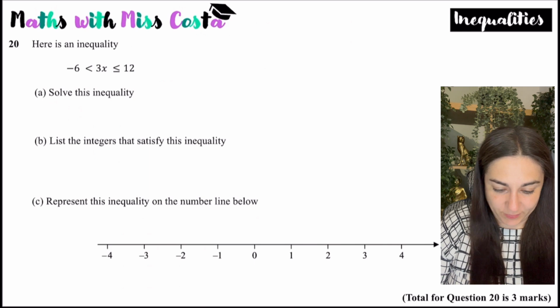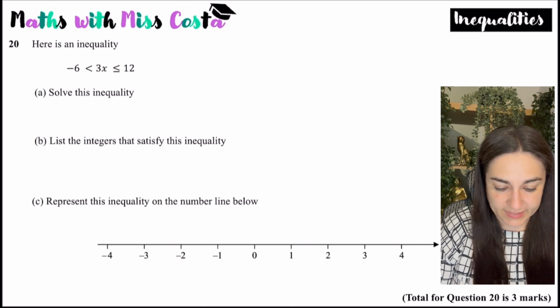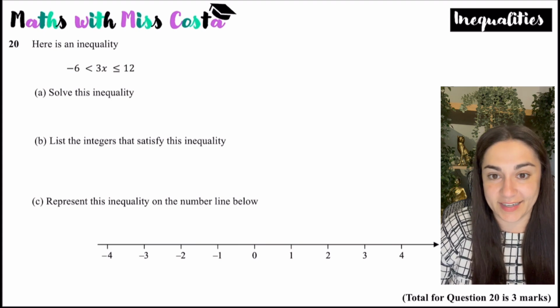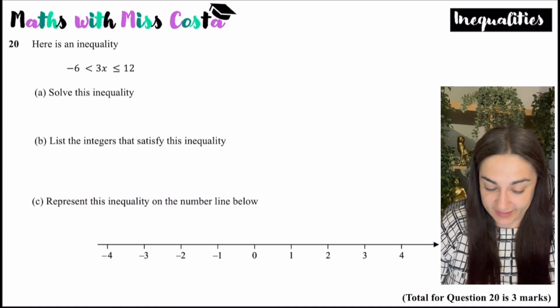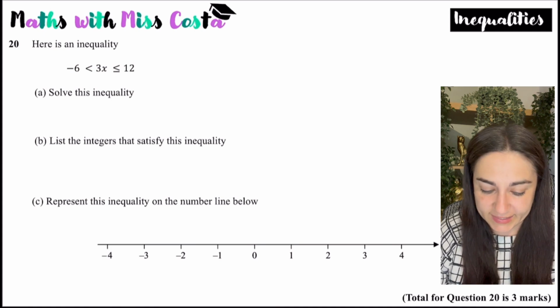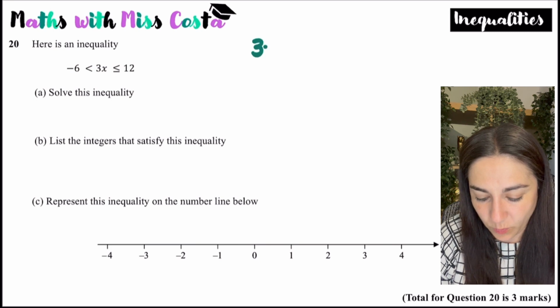Okay, next we've got an inequality. So I'm told here is an inequality, and I'm being asked to solve it. This one's slightly trickier because it's an inequality with variables on both sides. So what this means is whatever you'd normally do.